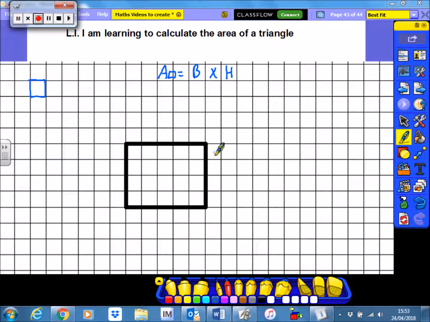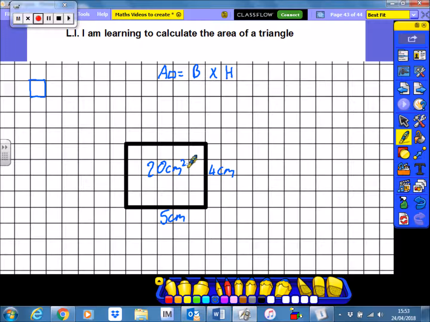Now, we should already know how to work out the area of a rectangle. So I've drawn a rectangle on the board here, and we should know that the area of a rectangle is just the base times the height. So for this rectangle, the base is 5 centimetres and the height is 4 centimetres, which means that inside the shape is just 4 times 5, which is 20 centimetres squared.